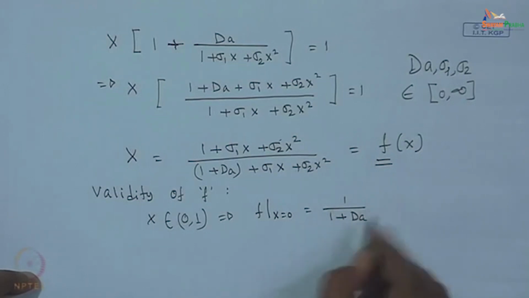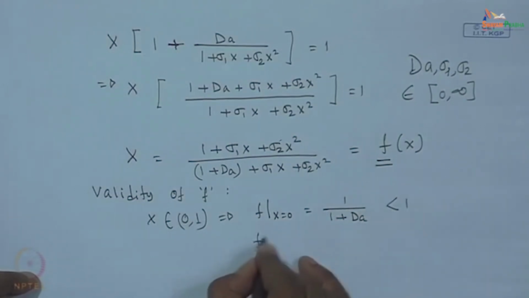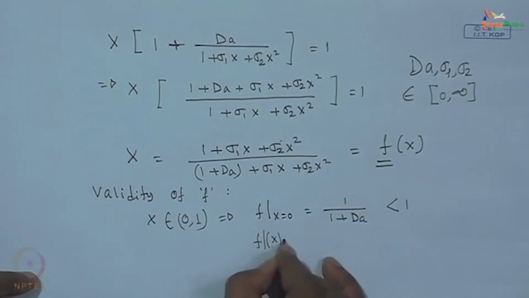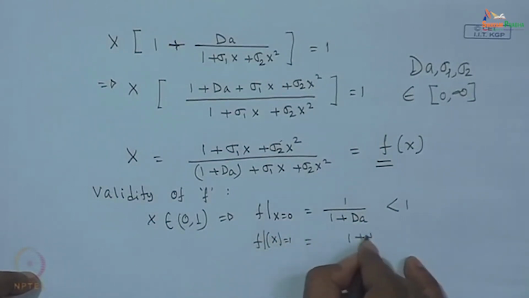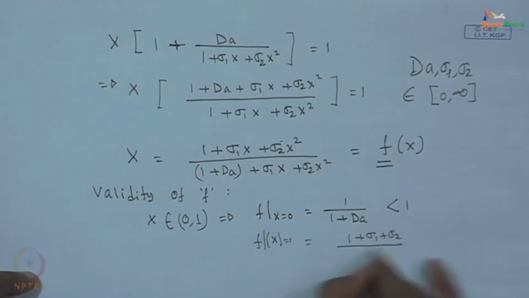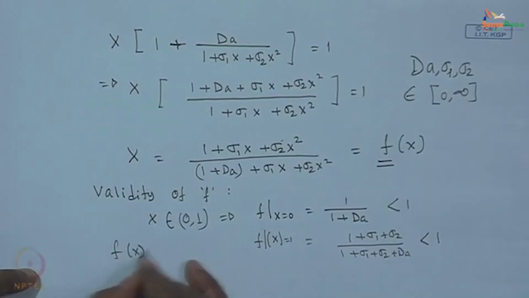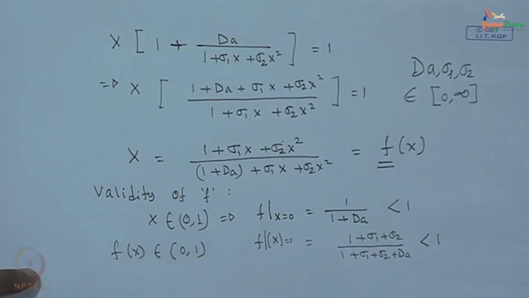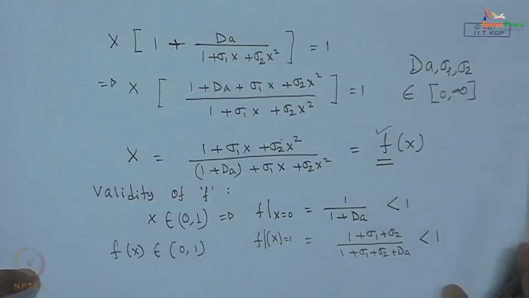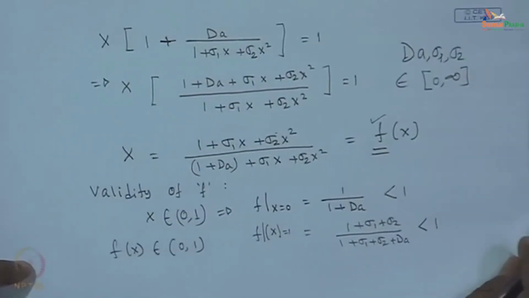So, 1 by 1 plus dA is always less than 1, and f evaluated at x equal to 1 will be 1 plus sigma 1 plus sigma 2 divided by 1 plus sigma 1 plus sigma 2 plus dA. Since dA is a positive real number, the denominator is always greater than the numerator. So, this will always be less than 1. So, f x is also lying in the domain 0 to 1. Therefore, the choice of this map is appropriate, and this map has every quality to be a contraction map. Then we look into the next steps.